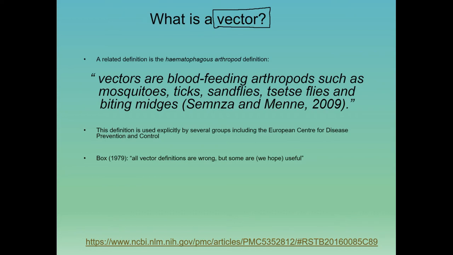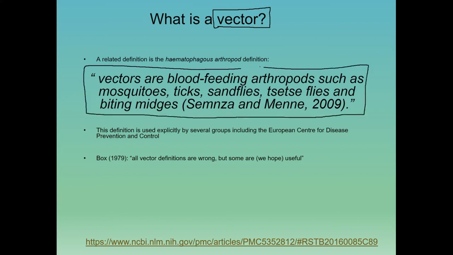Vector-borne diseases. So when you look into it, there's a very wide-ranging set of definitions for what a vector is, but generally the most commonly accepted one is this. A vector in terms of infectious disease are blood-feeding arthropods such as mosquitoes, ticks, sandflies, tsetse flies, and biting midges. So the things that will bite you and then pass on the pathogen to another person. And in so doing, they transmit the disease from one person to the next.